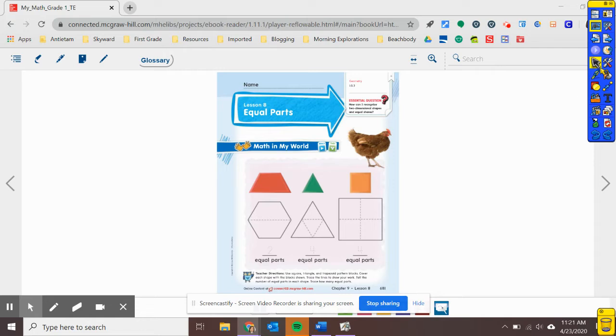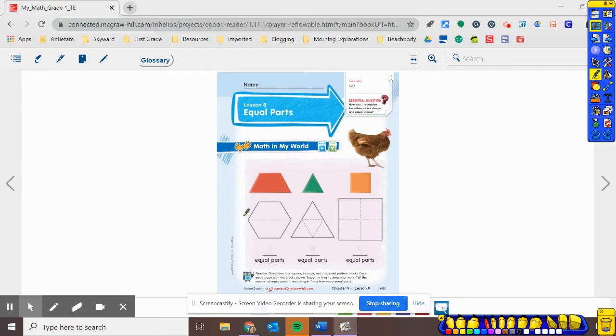All right, so today we are talking about equal parts. Now, think to yourself, what does it mean if something is equal? Well, if something is equal, it means that it's the same. So we're going to break some shapes up into equal parts or parts that are the same. So let's see. They give us this large shape here. What is that large shape? Do you remember what that's called? I told you a few lessons ago. It has 6 sides. It's called a hexagon.